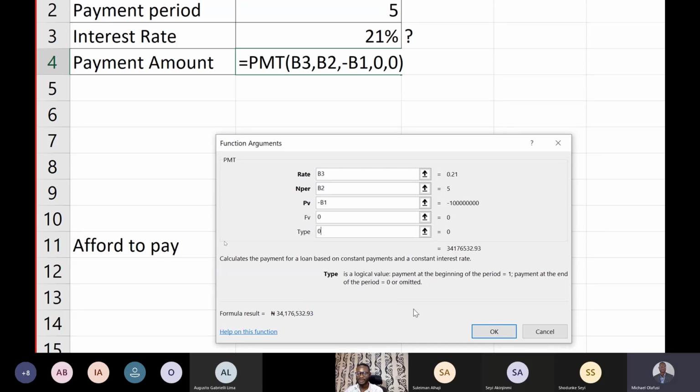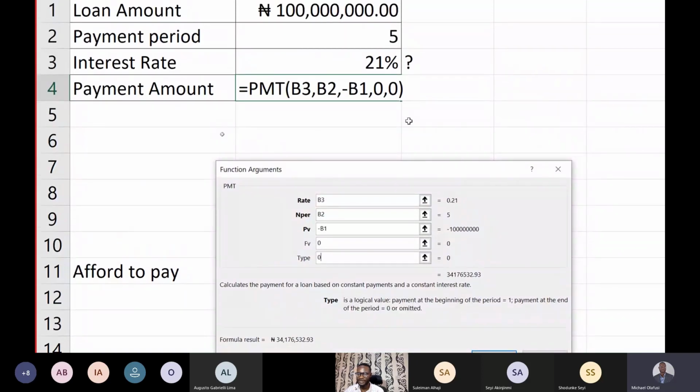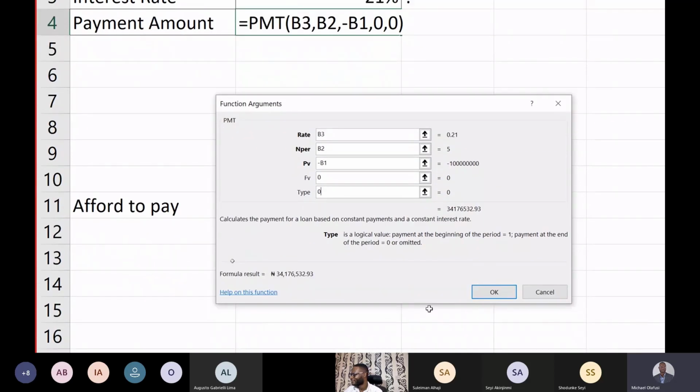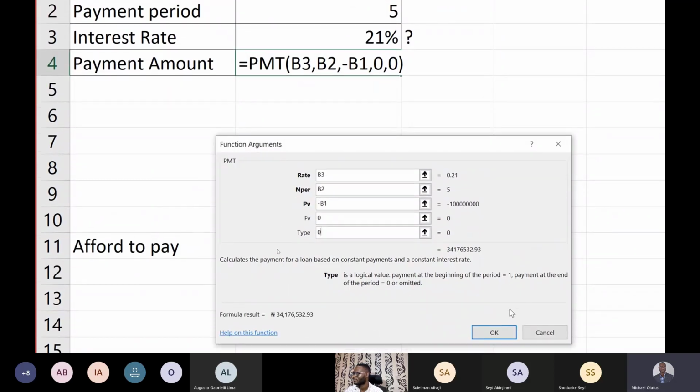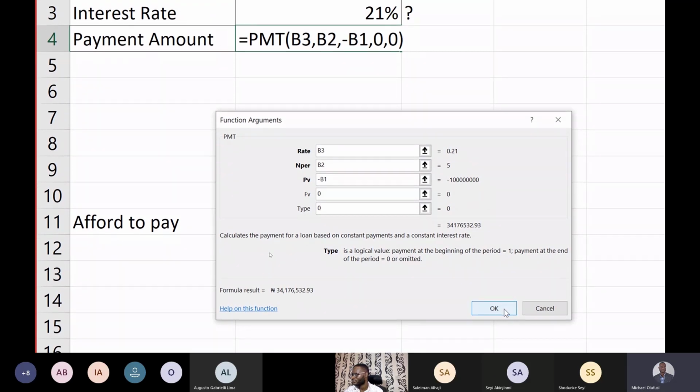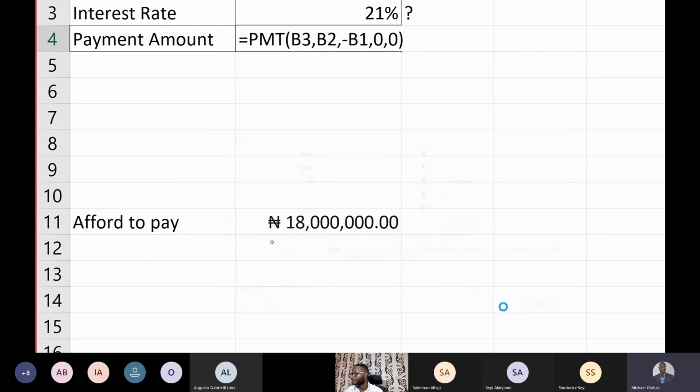Whereas start of period means instead of them giving you the 100 million naira, they give you 90 million naira. Why? They started removing the repayment right from the beginning. So that is not that common for many loan structures. So I filled in the formula. I'm going to click on OK.